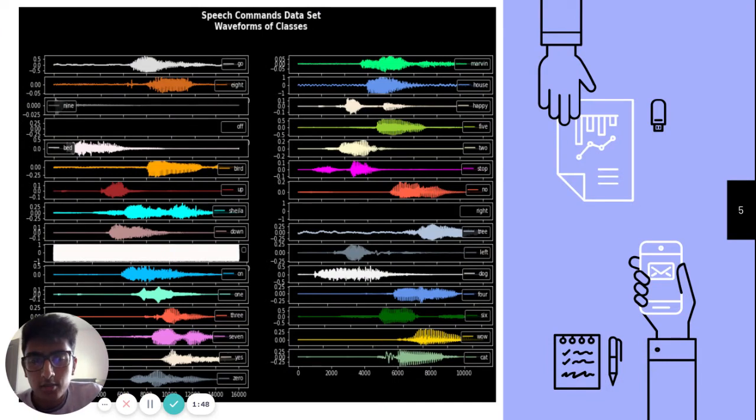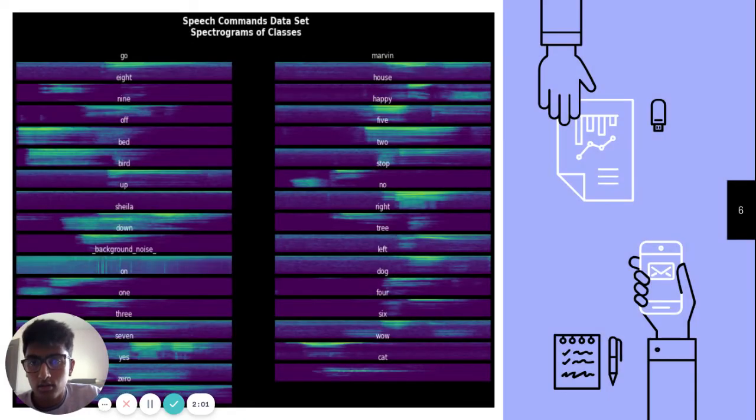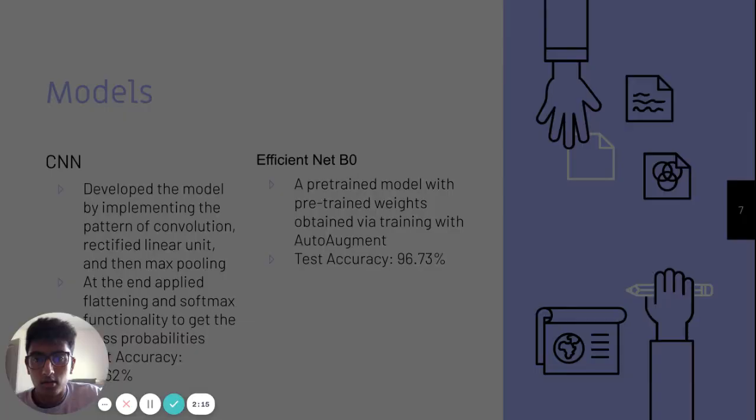This here is an example of some EDA that I was doing. These are the waveforms of each command, and it just goes to show how different each word is constructed in terms of their amplitude. And then this is what I converted the waveforms to, which is actually a spectrogram, which showcases the changes in frequency in the audio. And this is what I ultimately used as an input to my convolutional neural network.